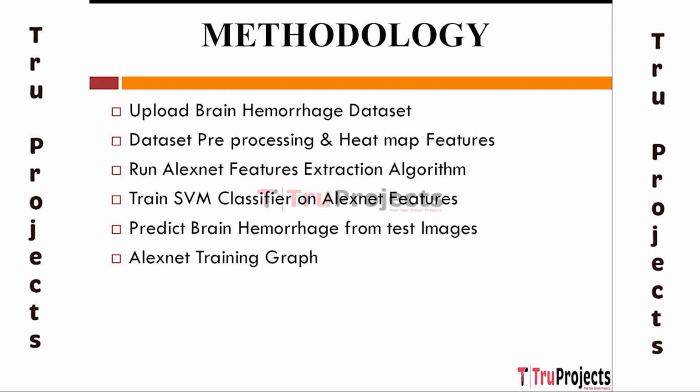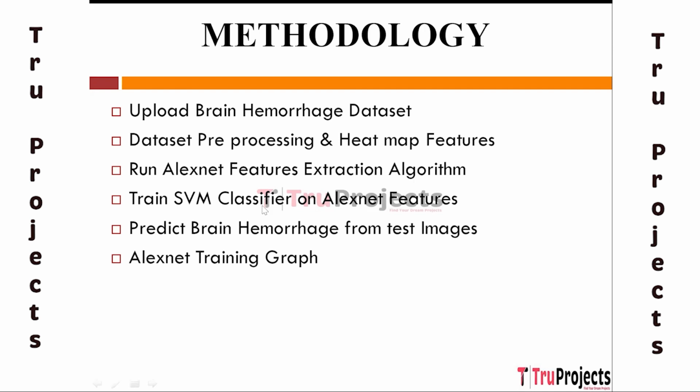It aims to find the optimal hyperplane that best separates the feature representation of brain scans with hemorrhage from those without hemorrhage in the feature space. SVM is chosen here for its ability to handle high-dimensional feature vectors effectively.